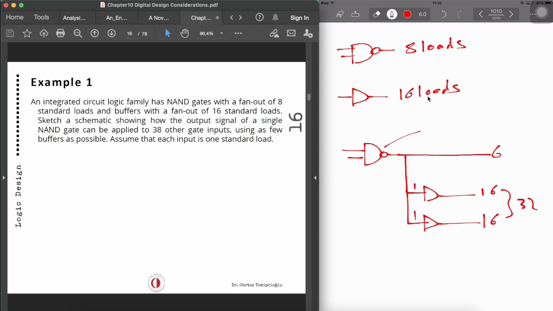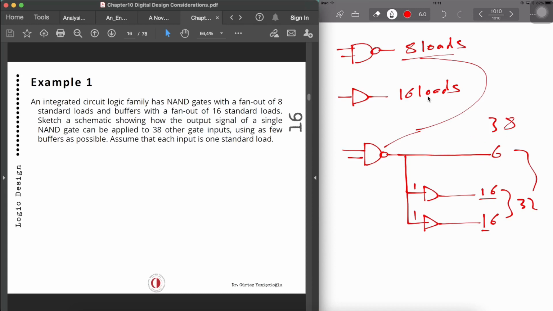So the NAND gate is driving 8 loads: 2 buffers and 6 normal outputs. And each buffer is driving another 16 loads, 32, and it's going to be 38 in total. Okay, so this is how we can divide them so that the NAND gate does not drive more than 8 or a buffer more than 16 loads. So we can actually have the same voltage level at each input.